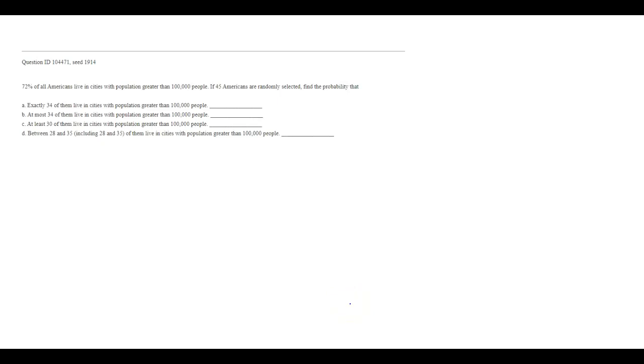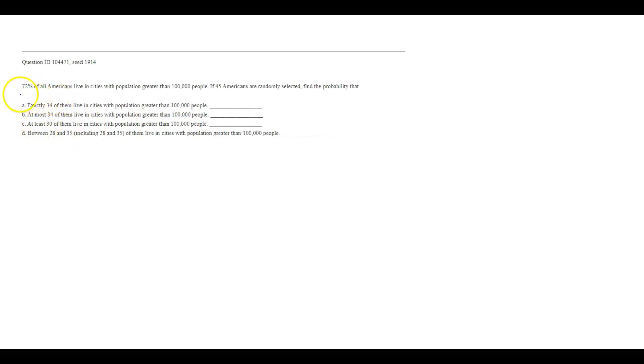So we have 72% of all Americans live in cities with population greater than 100,000 people. If 45 Americans are randomly selected, find the probability that... And the question was on part C and D. So let's look at those two questions. At least 30 of them live in cities with populations greater than 100,000.